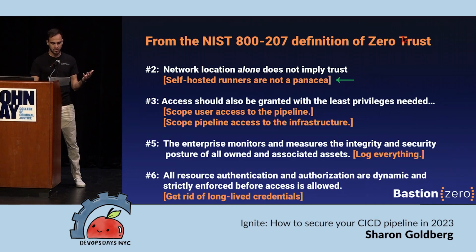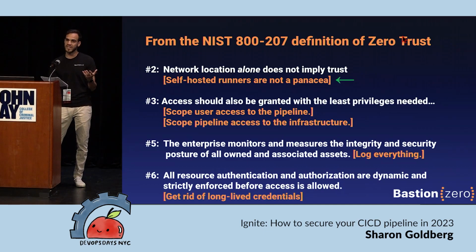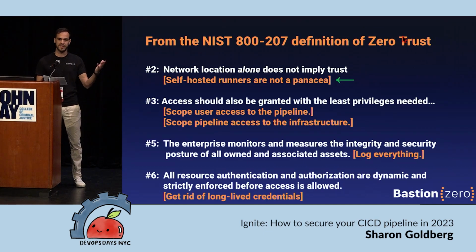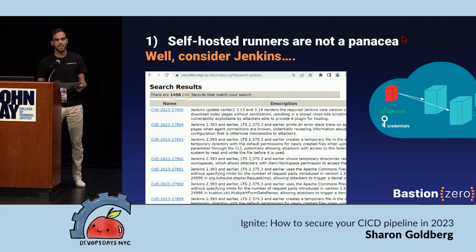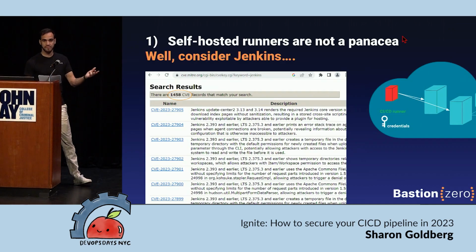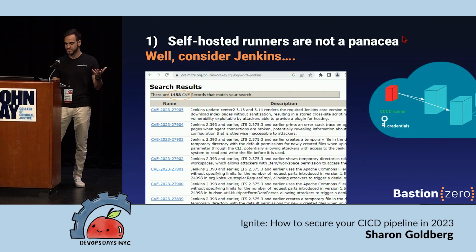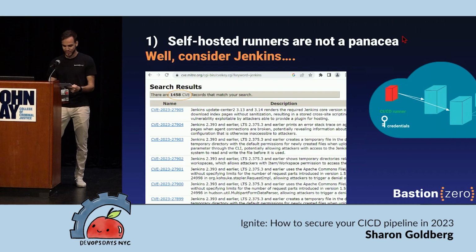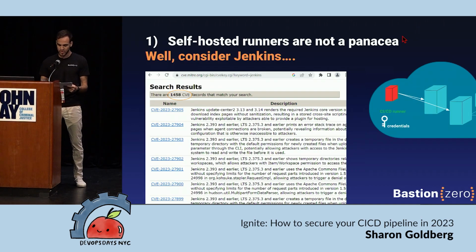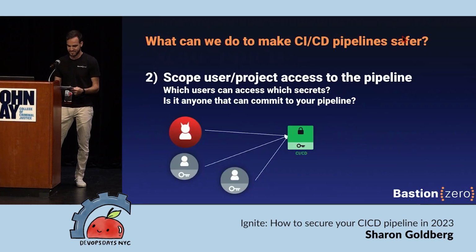Firstly, a really important concept in zero trust definition is that network location does not imply trust. So just because you're behind my VPN, it does not mean that it is secure. Some people will say, okay, if I self-host, I don't put trust on CircleCI, I am safe. Well, not so much. Here is an interesting list of hundreds of Jenkins CVEs. You still need to be monitoring and patching, etc. Self-hosting and using a VPN is just not enough.